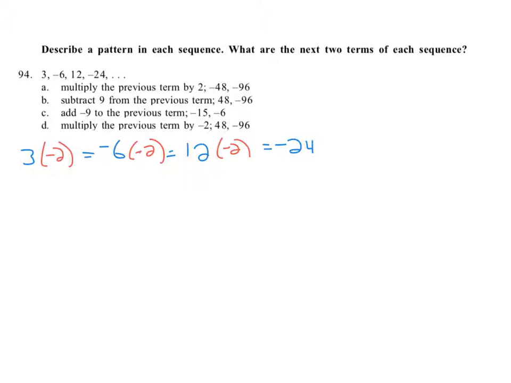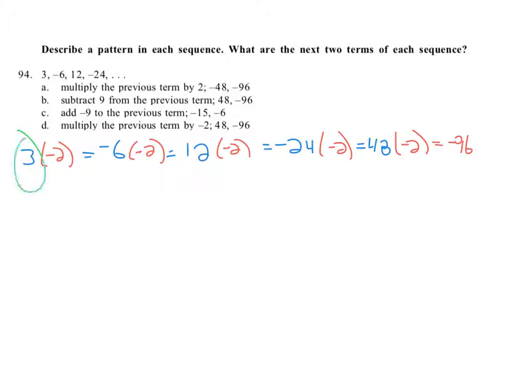And we do that times negative 2, and we get 48. And we do that times negative 2, and we get negative 96. Well, look at, these are all the numbers that we had. Let's circle them in some color.